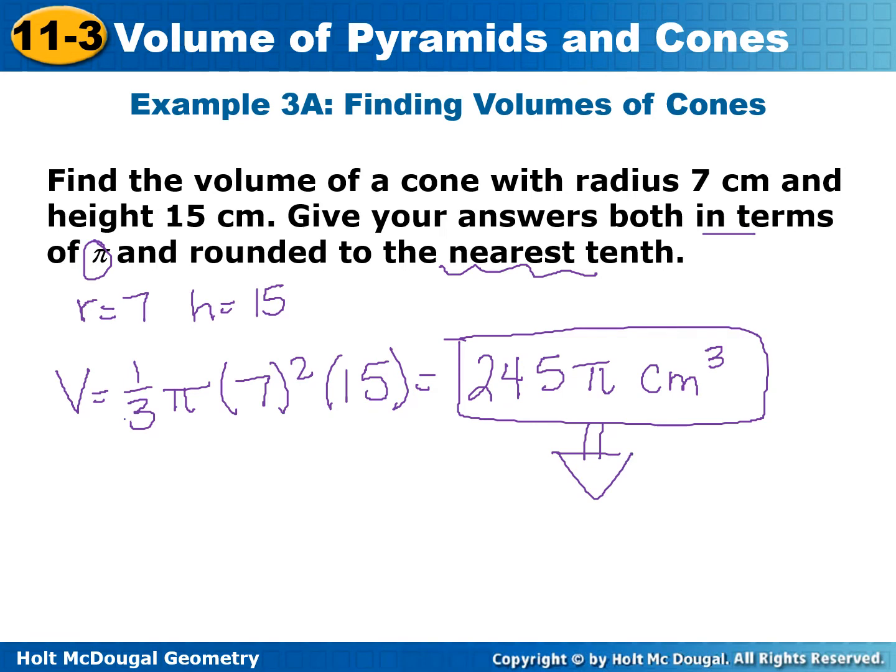And if I want to get an approximation, and I'll round this to the nearest tenth, I'll take 245 and multiply it by pi, and I'm going to get 769.7 cubic centimeters.